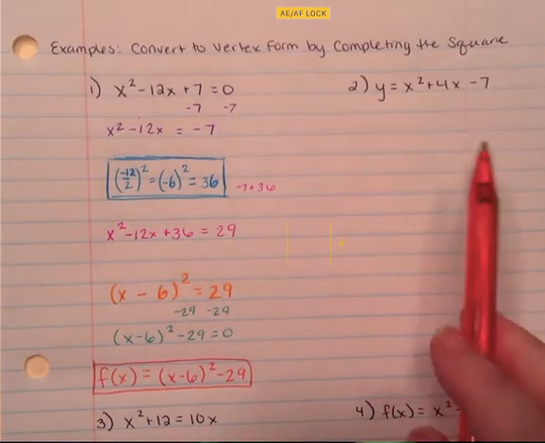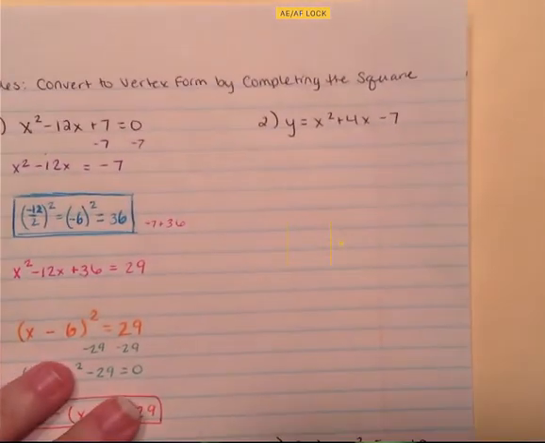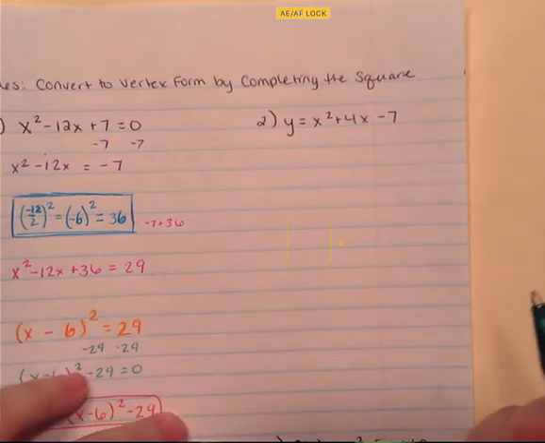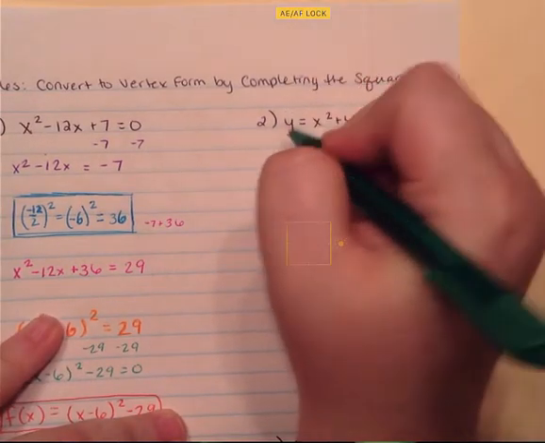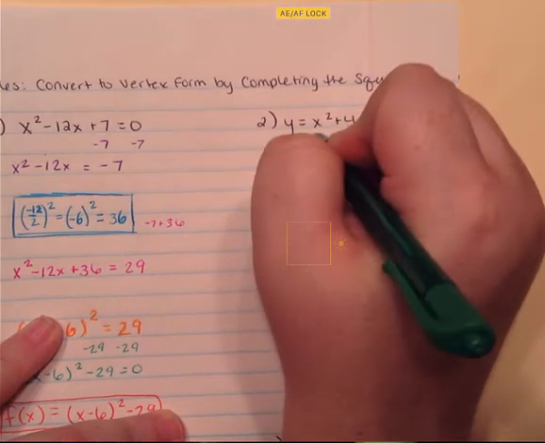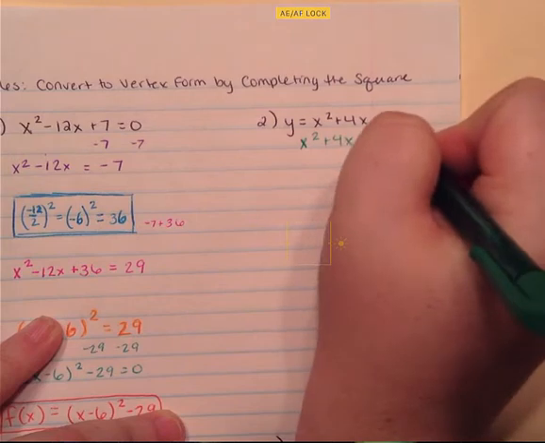On this next problem, go ahead and come over here to number 2. You can see that it is equal to a y, so we do need to change that. The first step is to change it to an equals to a 0. So I'm going to take this problem and put x² + 4x - 7 is equal to 0.